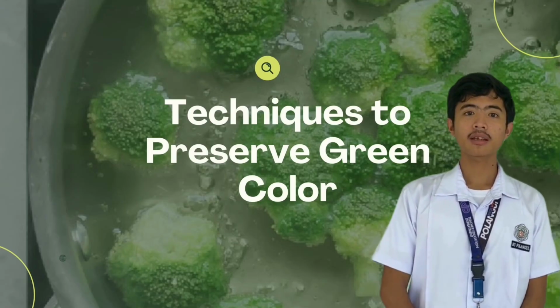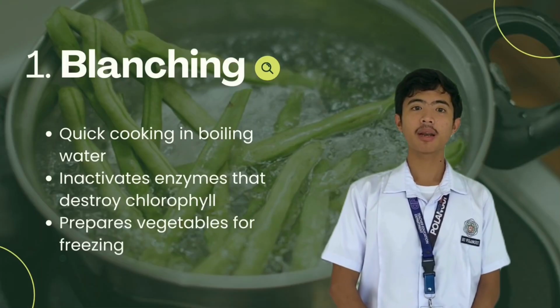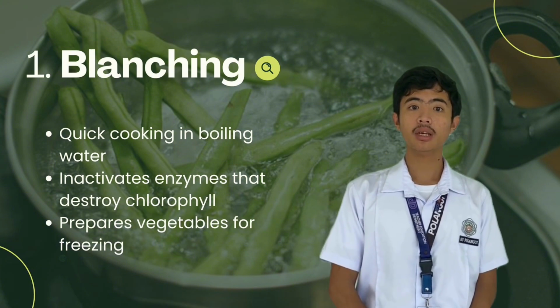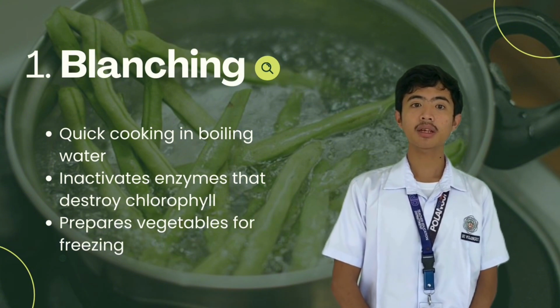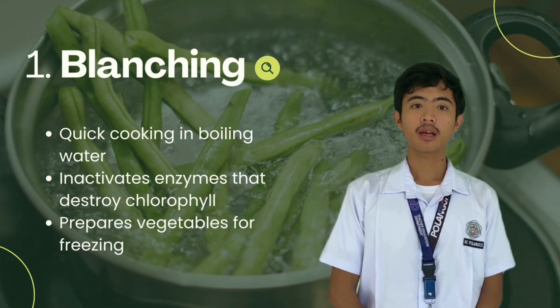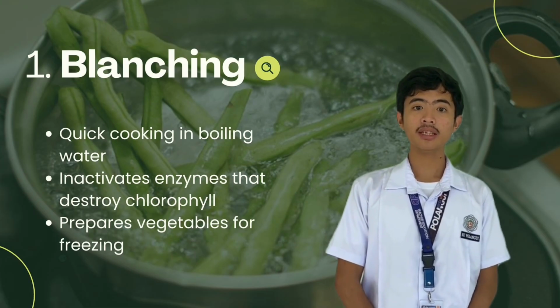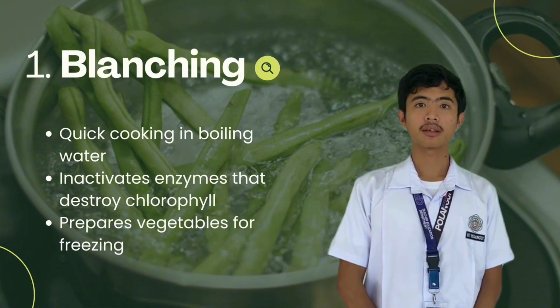Techniques to prevent loss of green color. First is blanching. Blanching is a quick cooking in boiling water. It inactivates enzymes that destroy chlorophyll. Prepares vegetable for freezing or further cooking.